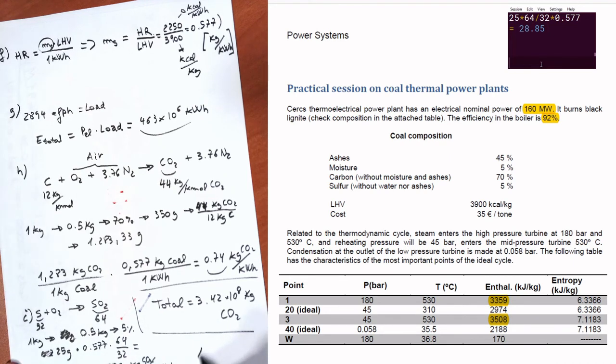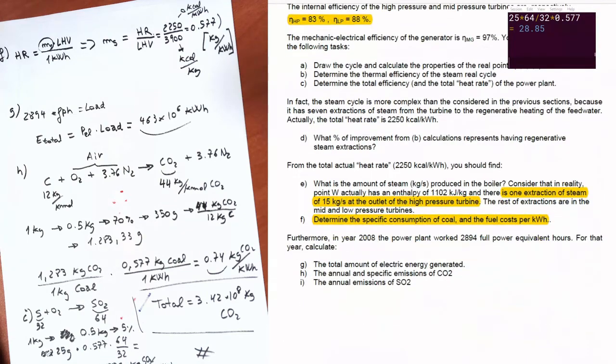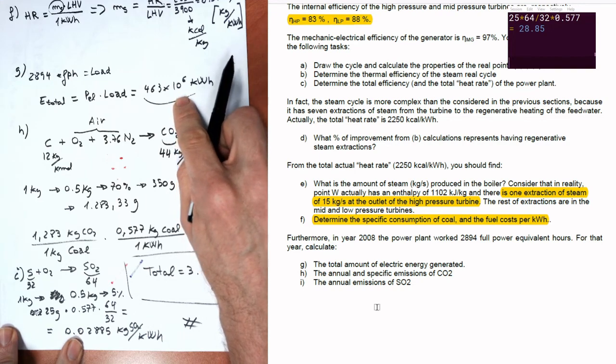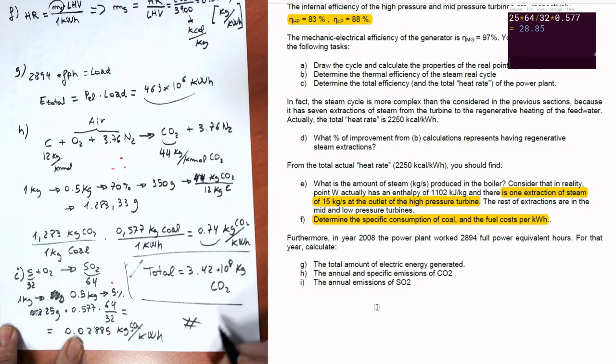Okay, I think that with this we reach the end of the exercise. You could also calculate the total emissions. You just need to multiply this value by the value here. Okay, and you will get the total emissions of SO2.